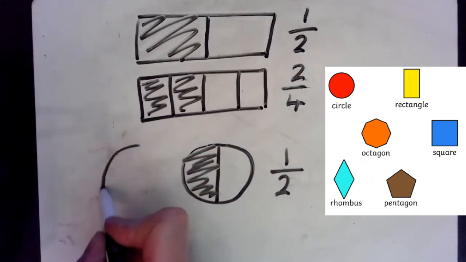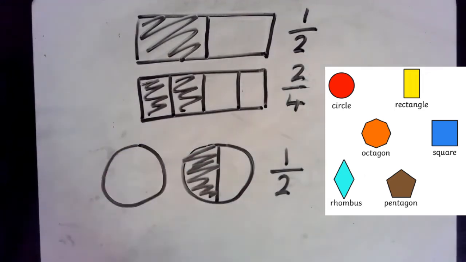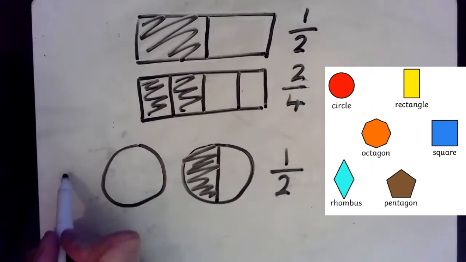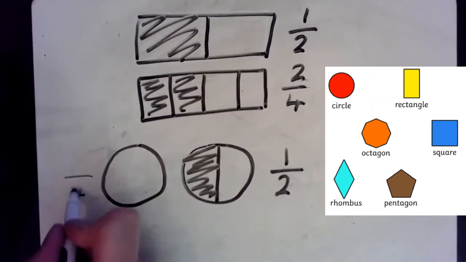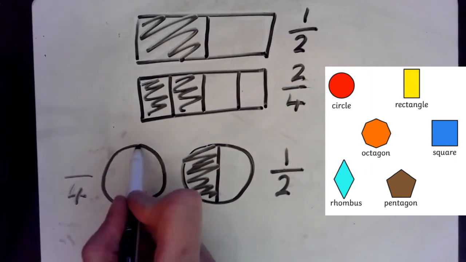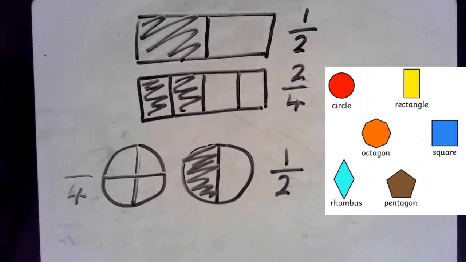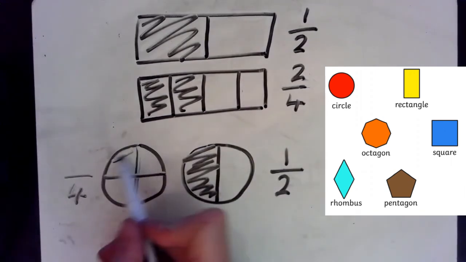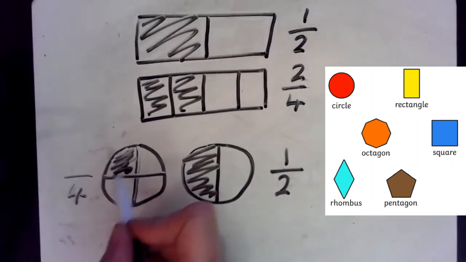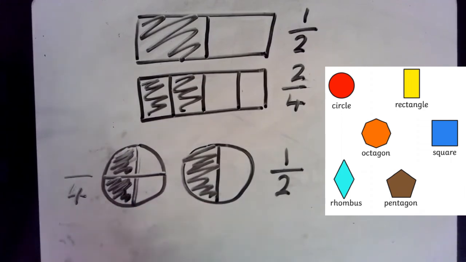If I was looking at an equivalent fraction of that, I'd draw another circle, try and do it the same size, and then I would have my whole split into 4 equal parts, not into 2, into 4. So divide it into 4 equal parts, and then I would have 2 of those parts just like that. And we can see it takes up the same amount of space on the circle.